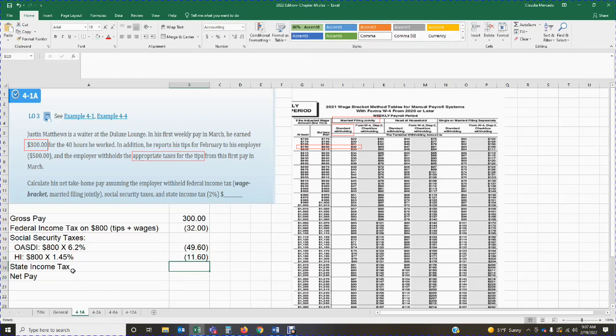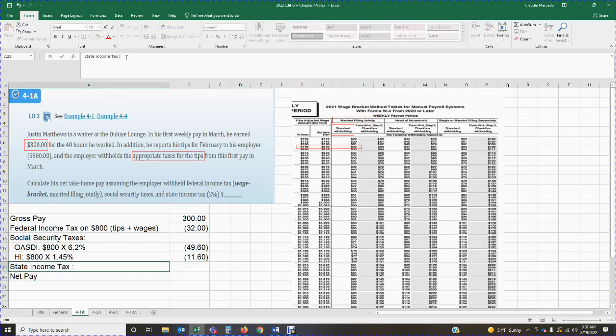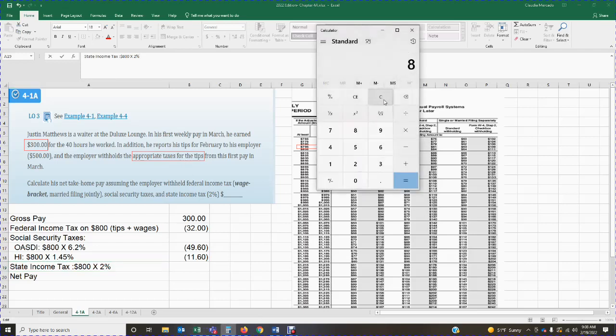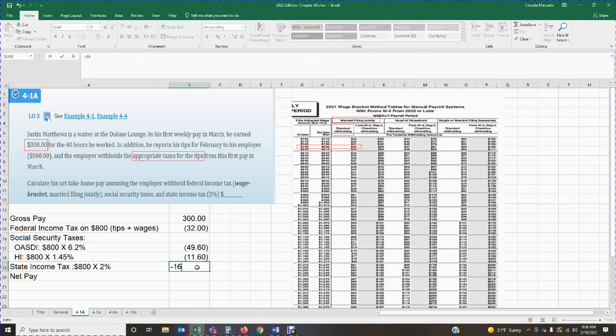And then we have the state income tax. The state income tax rate is provided at 2% in the problem. So we're going to go ahead and do the state income tax. And we are doing all taxes on the $800. This is for the wages and the tips. Remember, we are withholding the appropriate taxes for the tips in this first paycheck in March. So we have 800 times 2%. That's $16 of state income taxes.